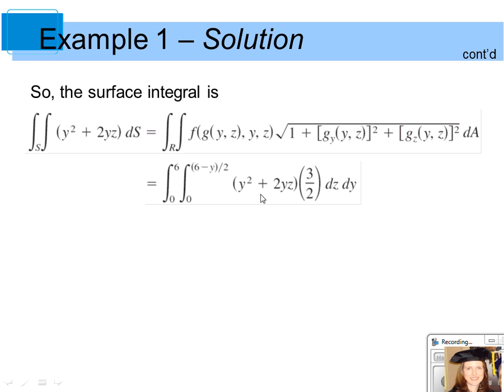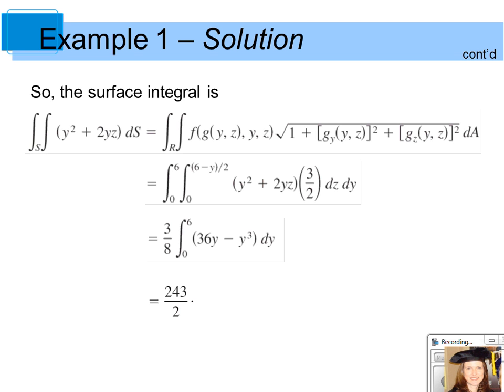Okay, so when you set it up, you simplify, you get this integral. The differential order is dz dy, so the inside bounds for z go from 0 to the quantity of 6 minus y divided by 2, and the bounds for y go from 0 to 6. And again, you can find those bounds by setting x equal to 0 to see where the original surface crosses through the yz plane. Evaluate the inside integral and simplify, and then evaluate the single definite integral to get 243 over 2.